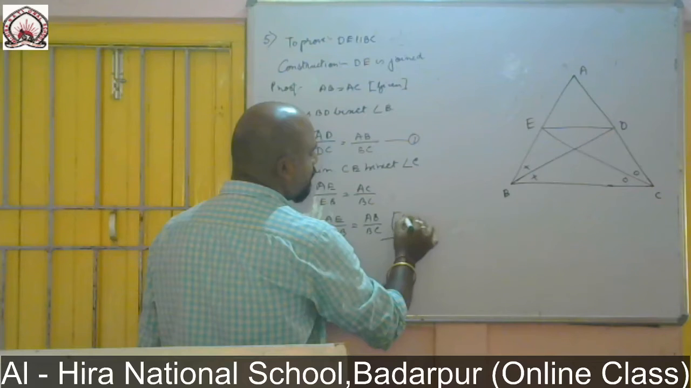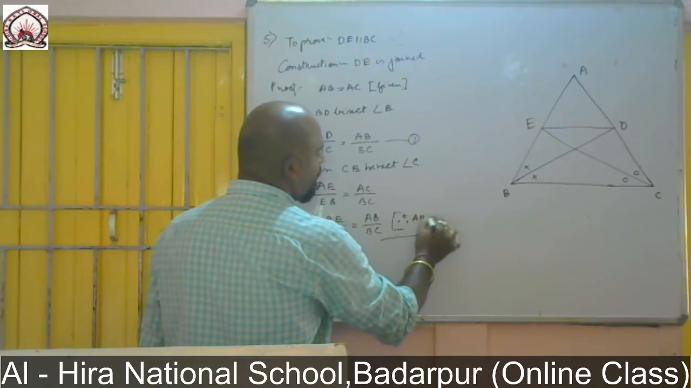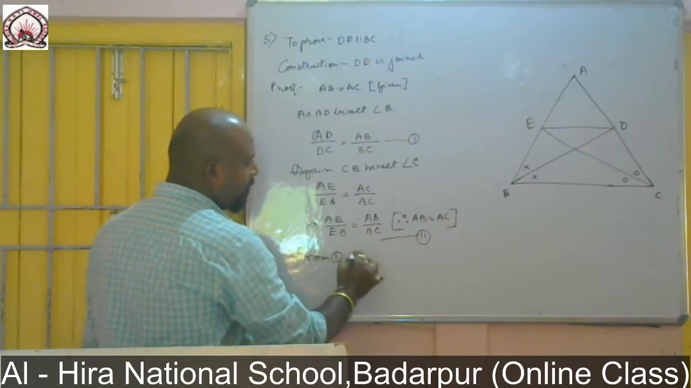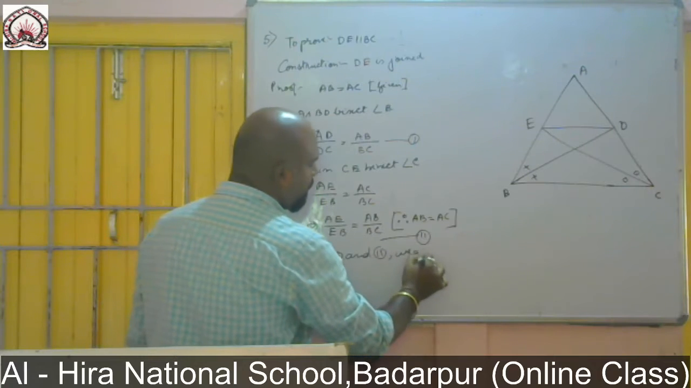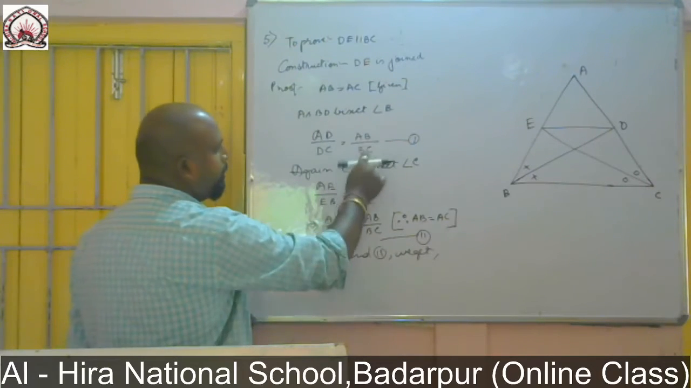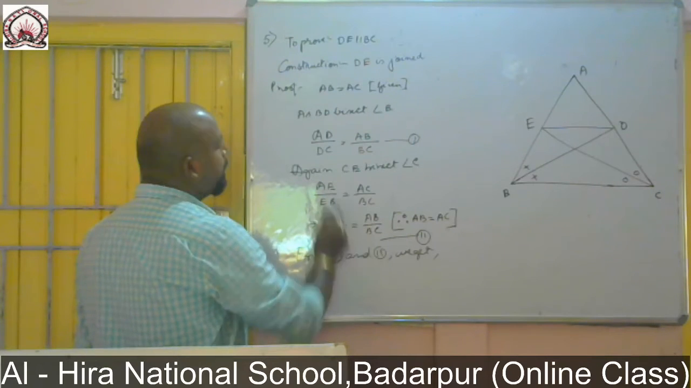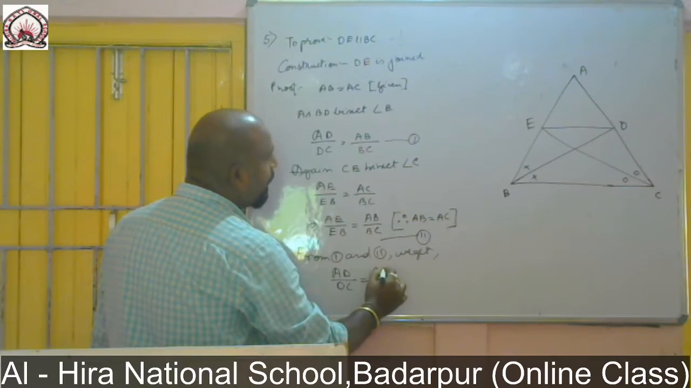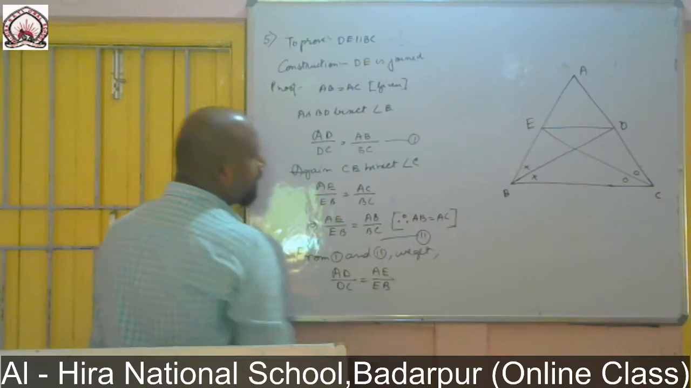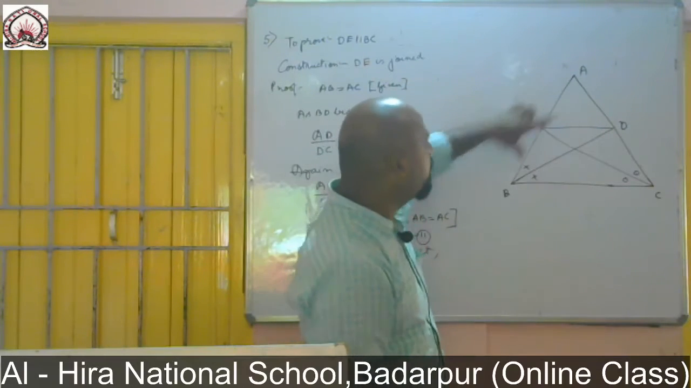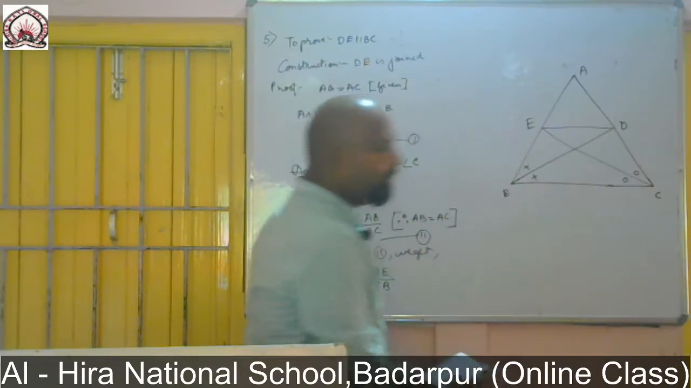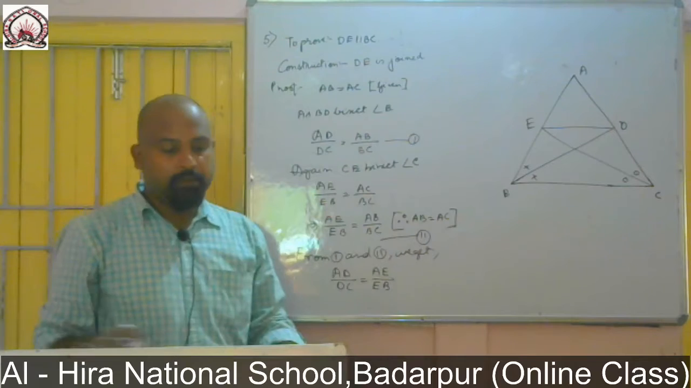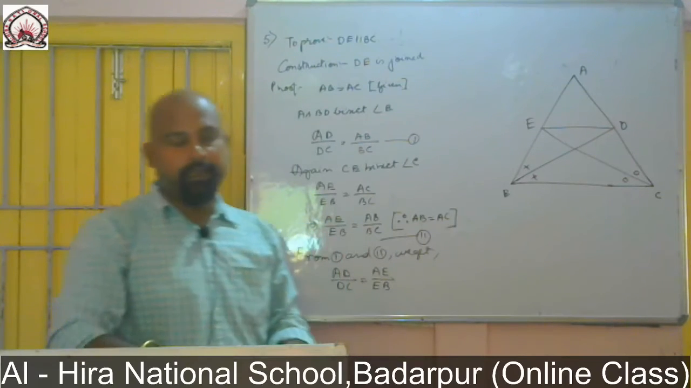Since AB equals AC, now from 1 and 2 we get, since AB by AC, AB by BC, so you can say AD by DC equals AE by EB. Now this one by this one equals this one by this one, then you can write from 1 and 2, in the triangle.